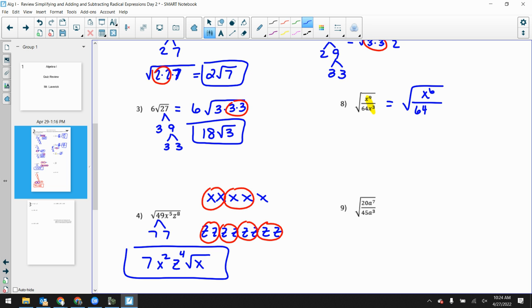Now I can start taking the radical, which means I've got the square root of x to the 6th over the square root of 64. What is the square root of x to the 6th? x to the 3rd. Divide by 2. What is the square root of 64? 8. So whenever it's an x with an exponent, you just divide the exponent by 2. That's the rule.